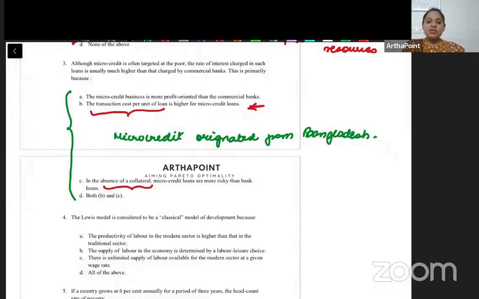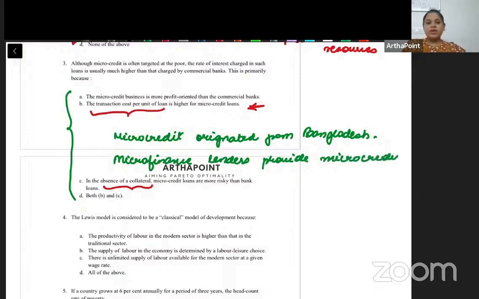So if someone asks you who provides microcredit, it's very simple. Microfinance lenders provide microcredit. There are proper lenders who provide it. Banks will not do that. A bank does not give a loan without collateral. People also give loans among themselves.